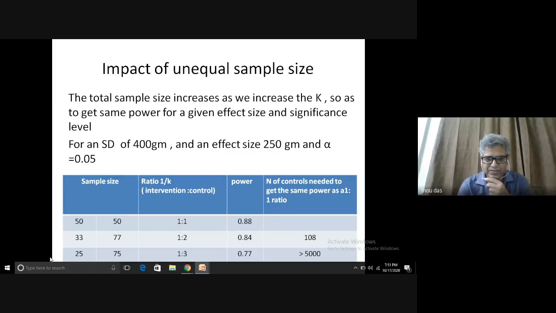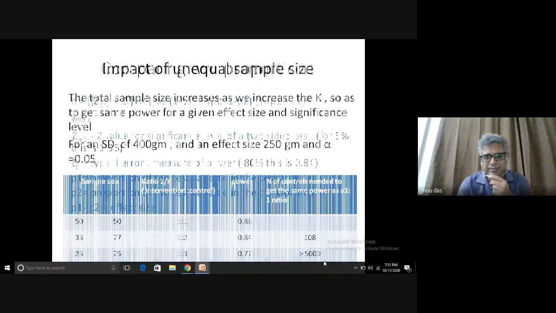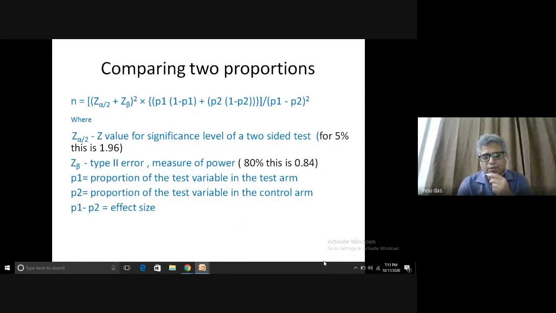If you can see from this table, for the same power, with 500 in each arm, when we change it to 25 to 75, the power decreases. To keep the power at 0.88, we have to increase the sample size to more than 5,000, from 100 to 5,000. So one should always try to keep the ratio 1:1, because that gives you the least sample size.